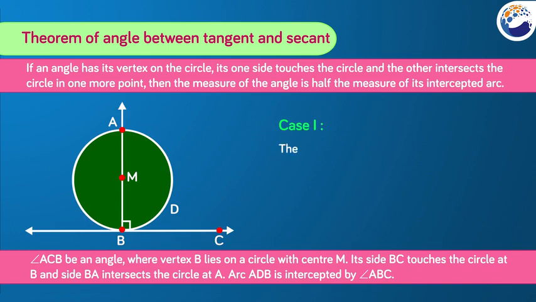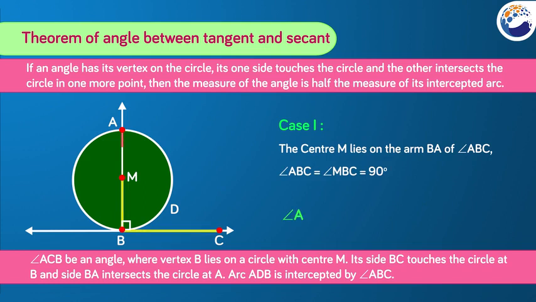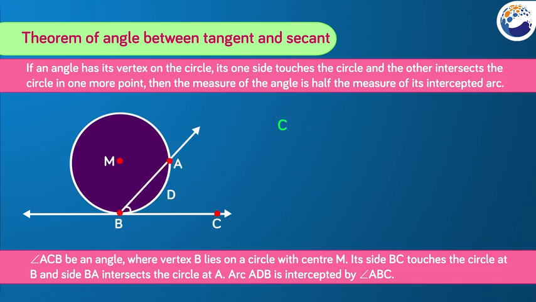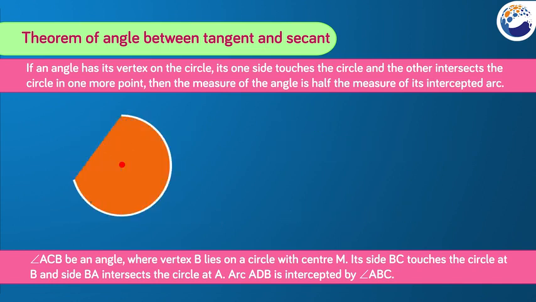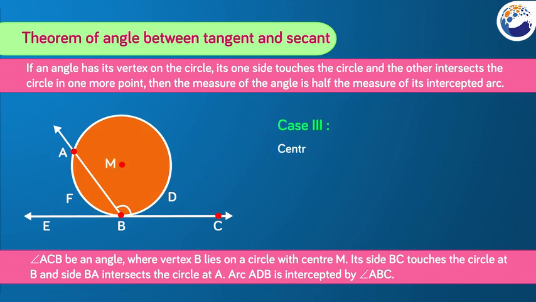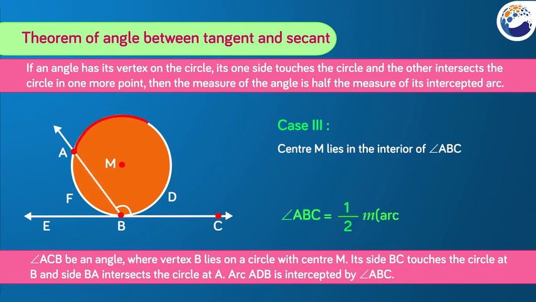Case 1. The center M lies on the arm BA of angle ABC, where angle ABC is equal to angle MBC is equal to 90 degrees. Angle ABC is equal to half the measure of arc ADB. Case 2. The center M lies in the exterior of angle ABC. Angle ABC is equal to half the measure of arc ADB. Case 3. The center M lies in the interior of angle ABC. Angle ABC is equal to half the measure of arc ADB.